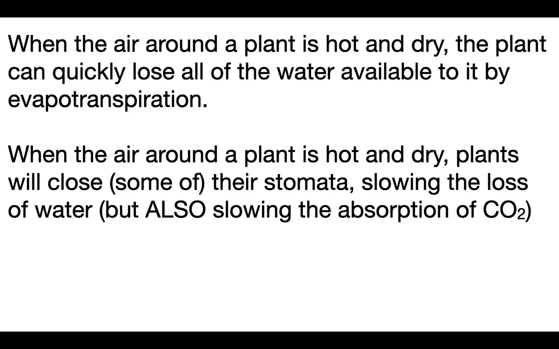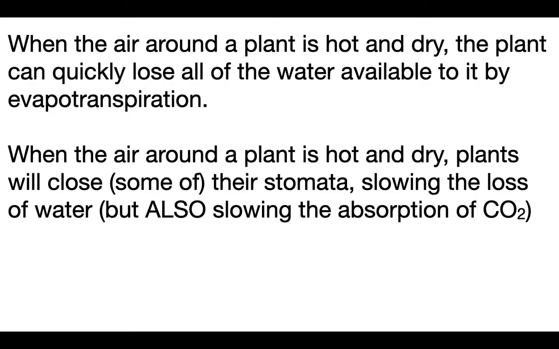So when the air around a plant is hot and dry, plants will close off some of their stomata. Stomata is just a Greek term for hole. So that's the pores in the plant leaves that allow carbon dioxide to enter and allow water to evaporate out. So by closing some of those holes, closing some of those pores in the leaves, they can slow down the loss of water. But that also slows down their ability to absorb CO2 because they use the same pores to exhale water, as it were, and to inhale carbon dioxide. So shutting down one of them shuts down the other.